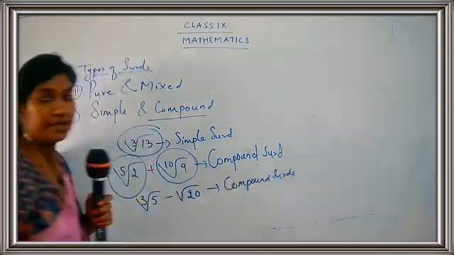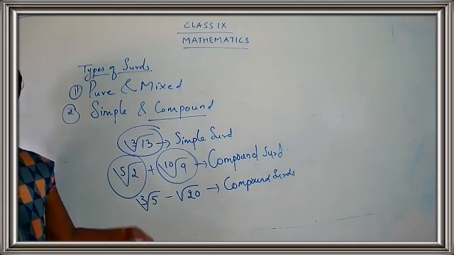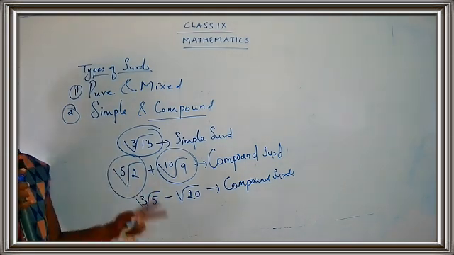Are you clear with this children? So are you clear with the simple surd and the compound surd? So what is the definition for simple surd? A surd which contains only one term. Yes. And what is a compound surd? A surd which involves more than one term. Okay. More than one term along with the algebraic operations. You may have a plus sign or a minus sign.